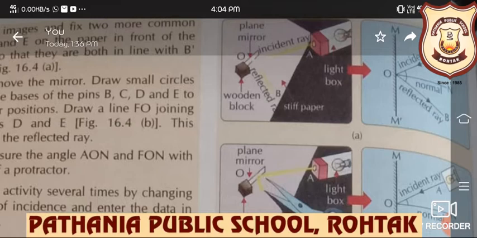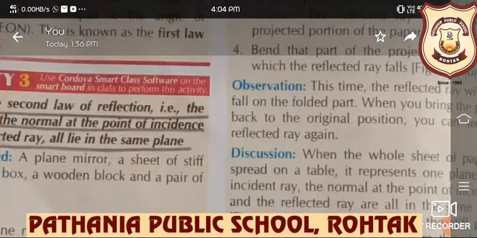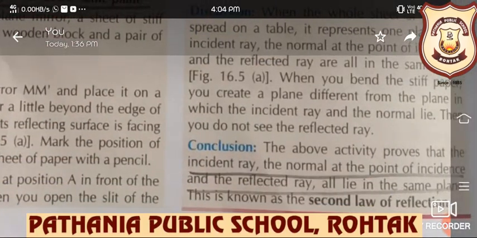So what have we concluded? We have concluded that the incident ray, the normal at the point of incidence, and the reflected ray all lie in the same plane. This is the second law of reflection.